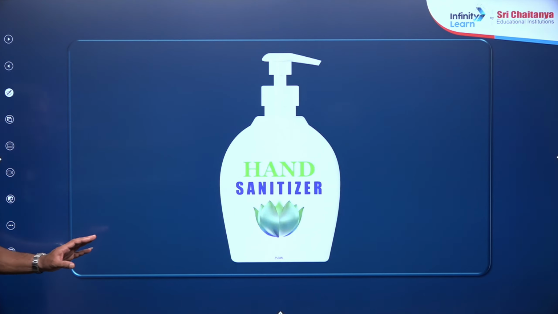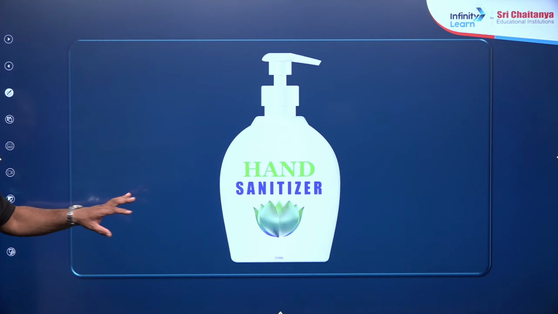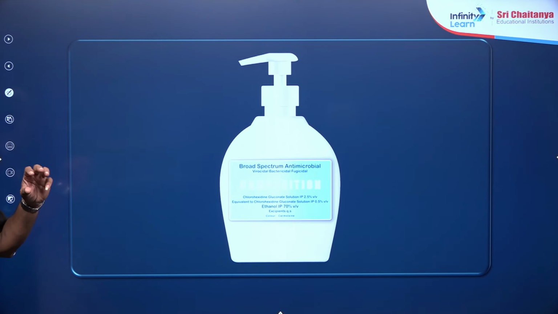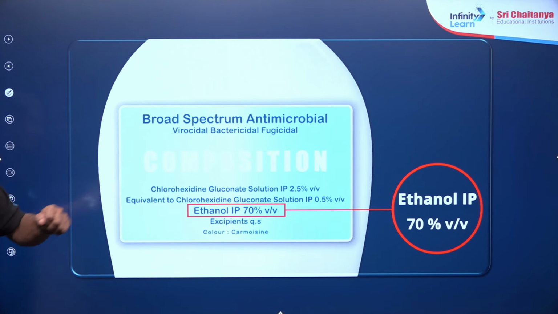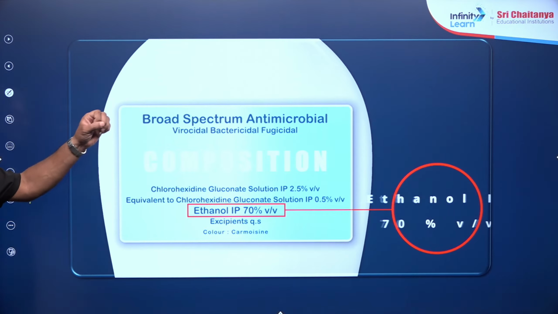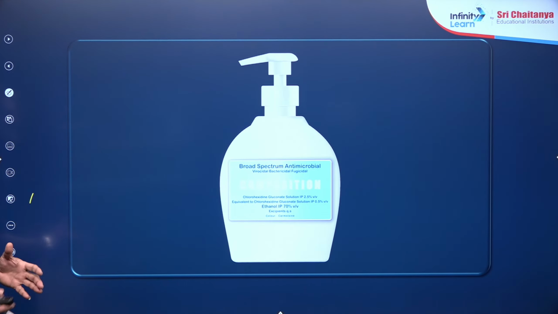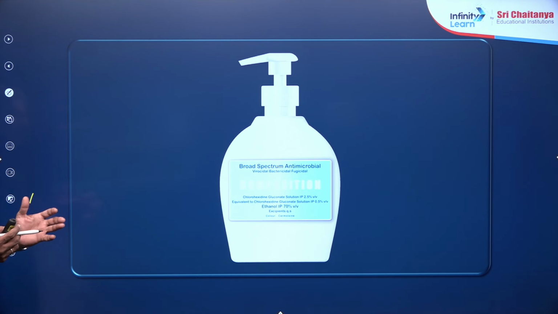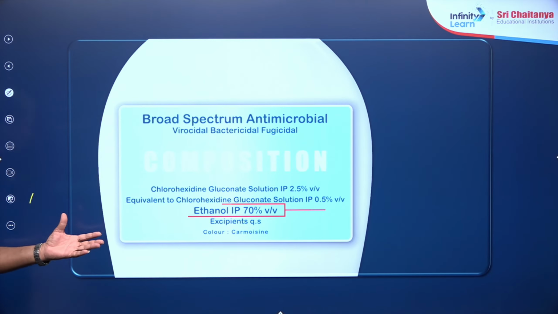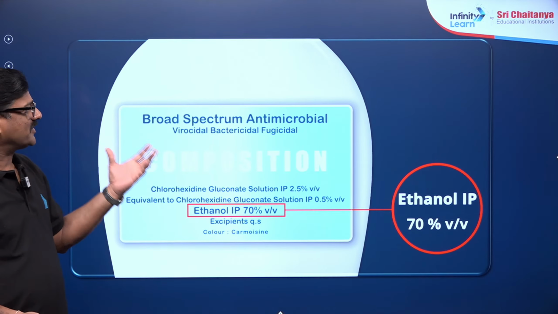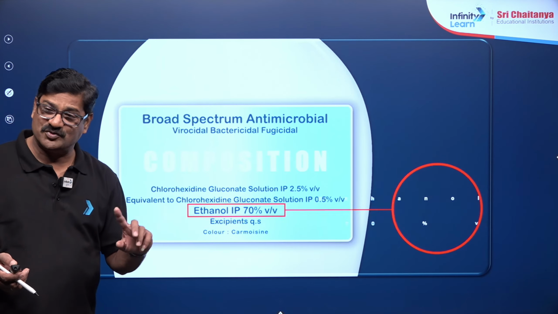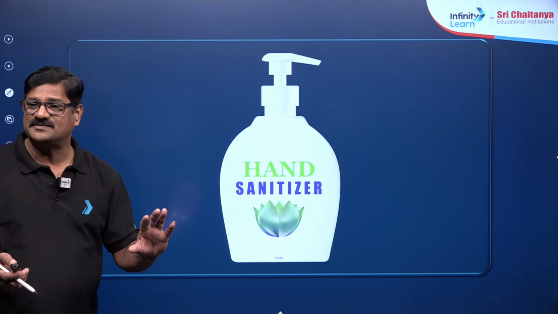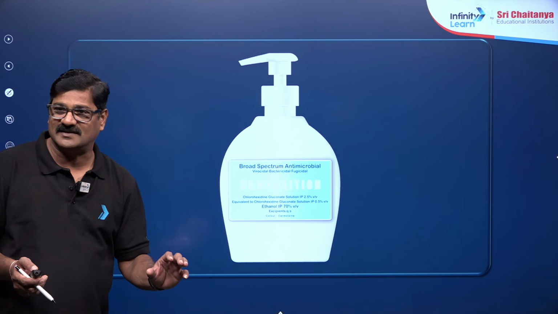So we can say hand sanitizer, you can see the composition like this. See, ethanol 70% volume by volume will be there. Because of that, its vapor pressure is going to be more. That is the reason why hand sanitizer is going to have more vapor pressure. You understand? And this is a broad spectrum antimicrobial, and this sanitizer we have all seen. Propan-2-ol is also used, and that is better. Propan-2-ol is better than ethanol.